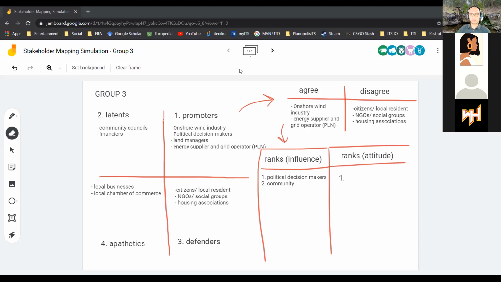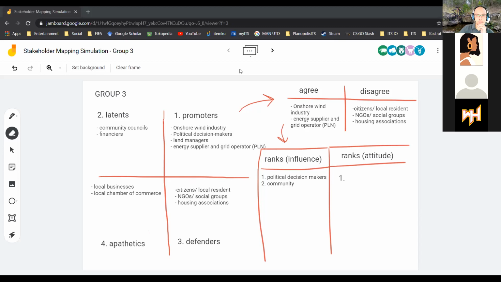And then the fourth one is the apathetics, the ones that have low interest and low influence, like the local businesses and the local chamber of commerce. We haven't finished the agree or disagree yet, because we just assume that those who will be agreeing are the onshore wind industry and the energy supplier, because they will have the project in their hands. And then the disagree is the citizens.